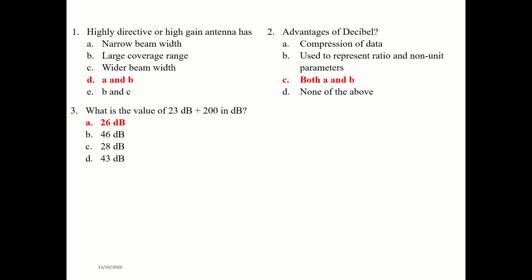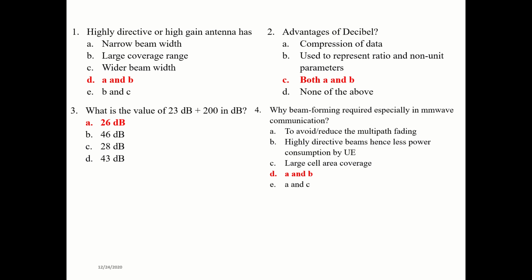I think you can relate this. 23 dB plus 200 means the absolute values are getting doubled, but the difference in dB is only 3 dB. That's why we call it half power beam width, the 3 dB beam width. Whenever the absolute value gets doubled, in dB it will be plus 3. That's why 23 dB plus 3 is 26 dB. So again, you have to convert the dB to absolute values, then add both absolute values and then calculate the dB value. That's how it should be.